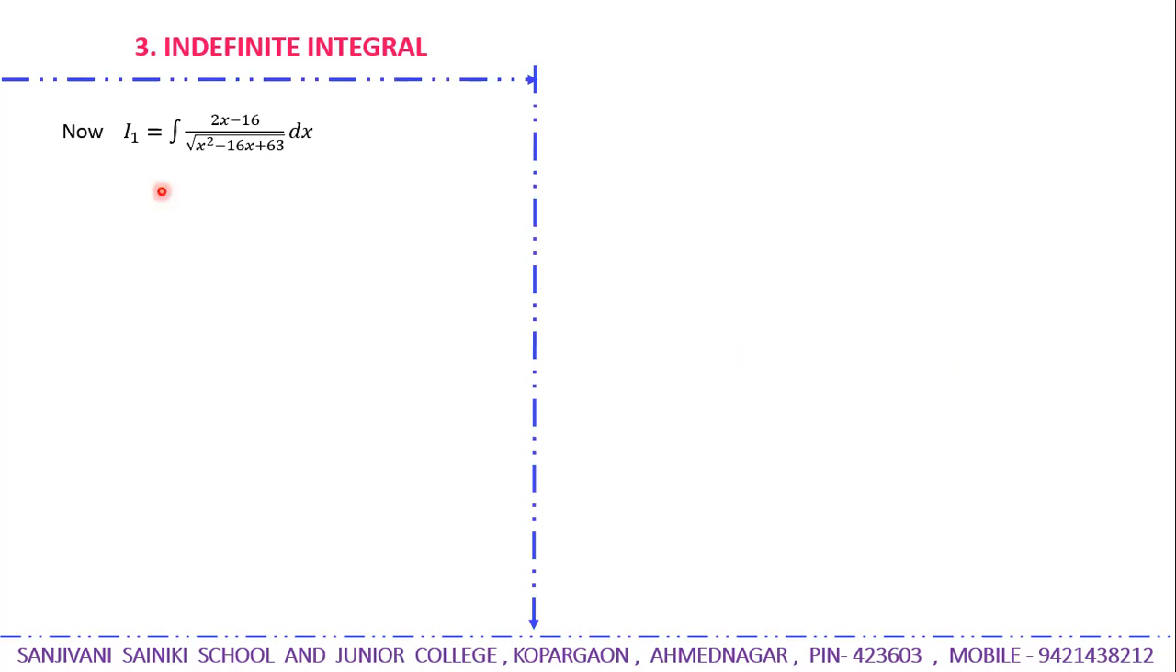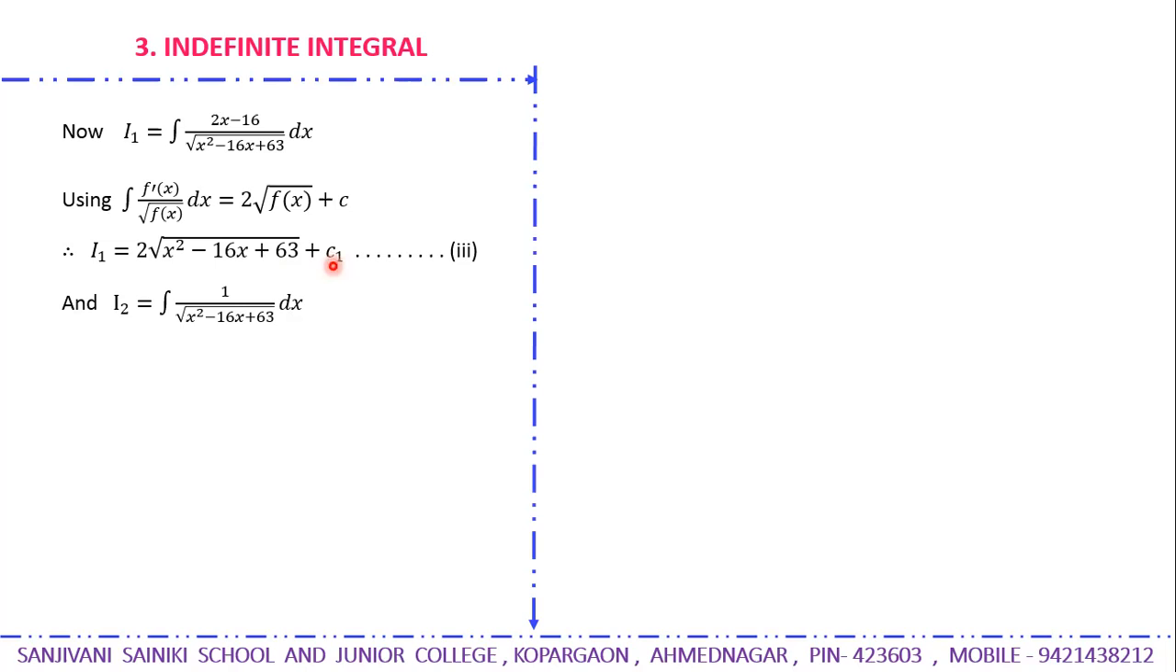Now we will solve these integrals one by one. I1 is equal to the integral of (2x minus 16) upon root of (x square minus 16x plus 63). Here you can use the formula: the integral of f dash of x upon root f of x is 2 root f of x plus c, or you may use the substitution method, because if x square minus 16x plus 63 is equal to t, then its derivative 2x minus 16 is already present in the numerator. So the first integral is 2 root x square minus 16x plus 63 plus c1.